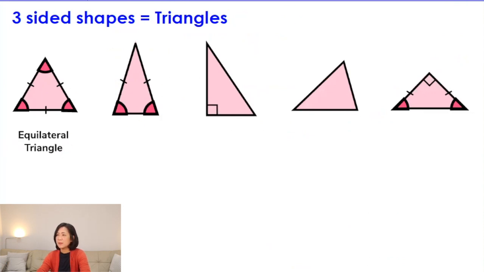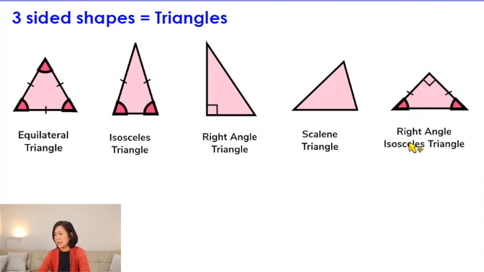Then second one, isosceles triangle, and we have a right angle triangle, and then these are irregular triangle, the scalene triangle, and then finally you can see the right angle and also two equal angles, that is a right angle isosceles triangle.